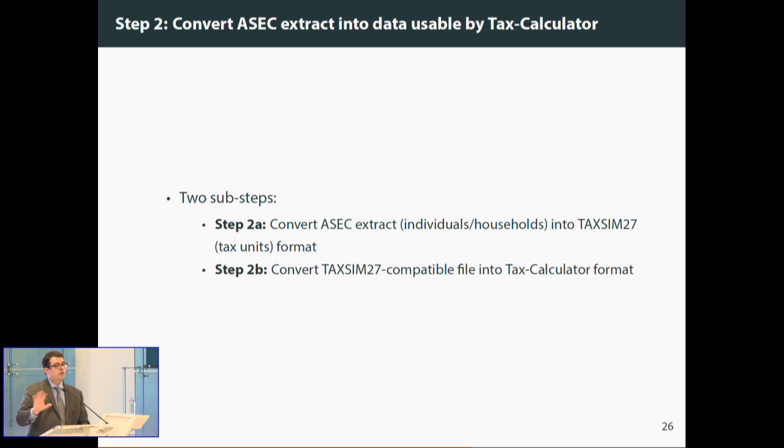Step 2 is a 2-substep process. So we have this ASEC extract that's in individual and household space. We need to get it into tax unit space in a way that's readable by Tax Calculator. So the 2 substeps are, we're going to take the ASEC and we're going to make it in tax unit space that is readable by TaxSim27. Then we're going to take that TaxSim27 file and we're going to make it readable by Tax Calculator.